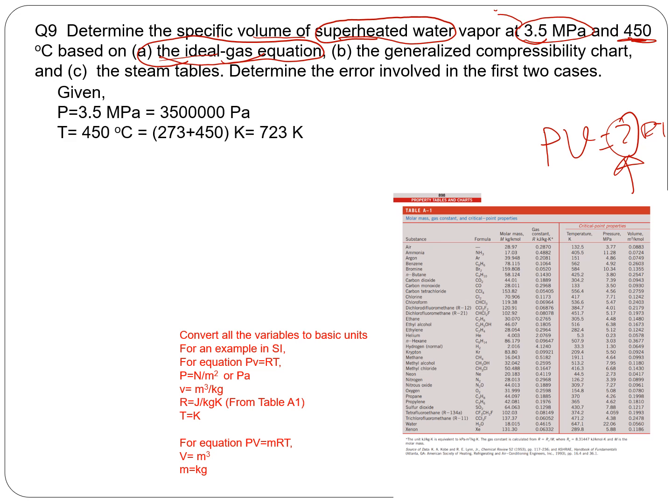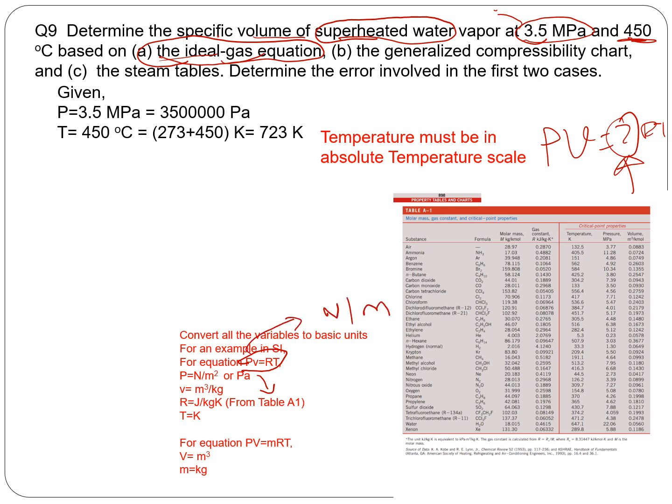For this type of problem, again, the key is knowing what variables are in the equation and what the basic units are. Here we are trying to solve the problem using the SI unit system. If that is the case, pressure has to be in Newton per meter square, temperature has to be in Kelvin, specific volume will be in meter cube per kg, and R has to be in joule per kg per Kelvin. Once you know that, just convert. Here it's given as 3.5 megapascal, so 3.5 multiplied by 10 to the power 6. This is in Pascal, which is the same as Newton per meter square.